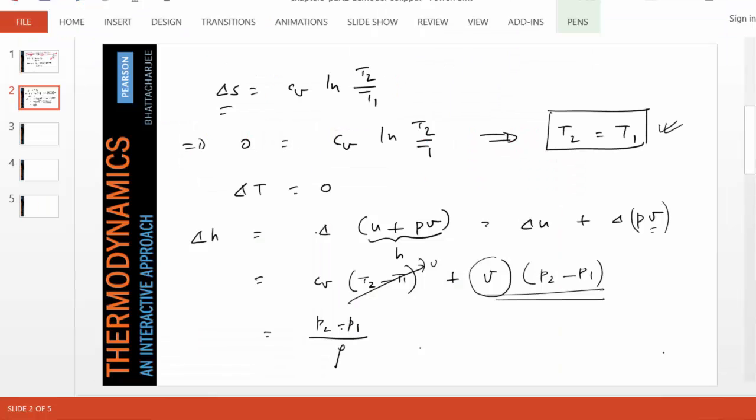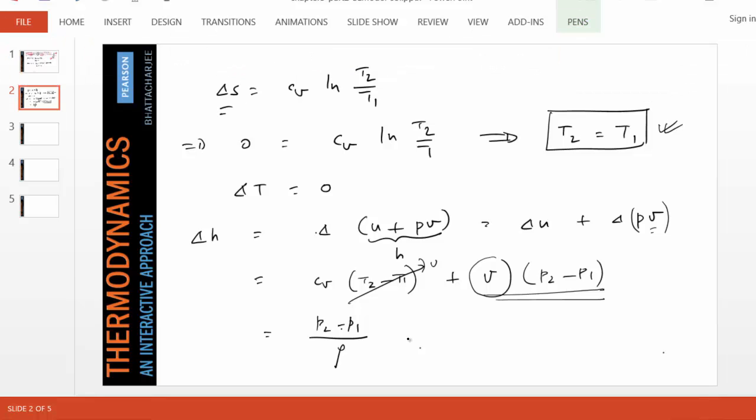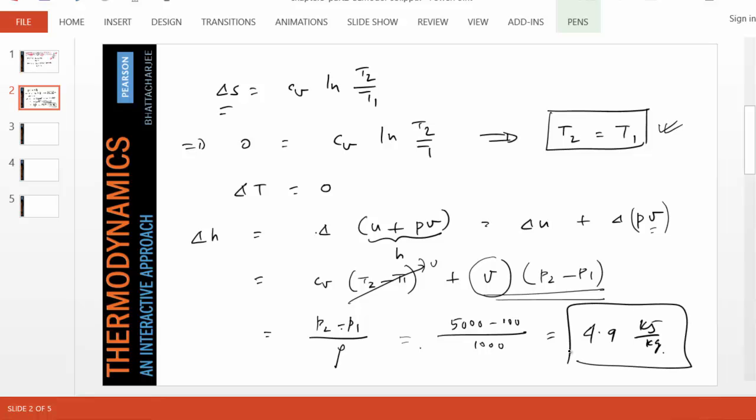So taking 1000, what we get is 5000 minus 100, divided by 1000, which turns out to be about 4.9 kilojoules per kg. Well, now how do you verify this solution using TEST?